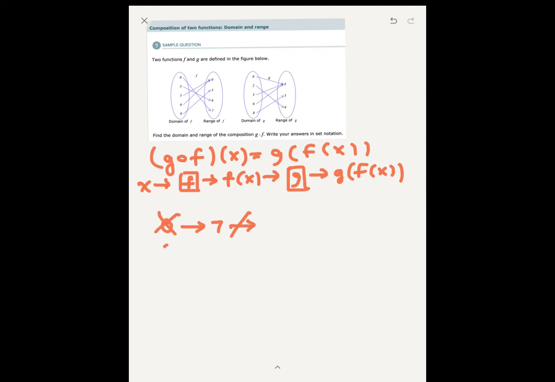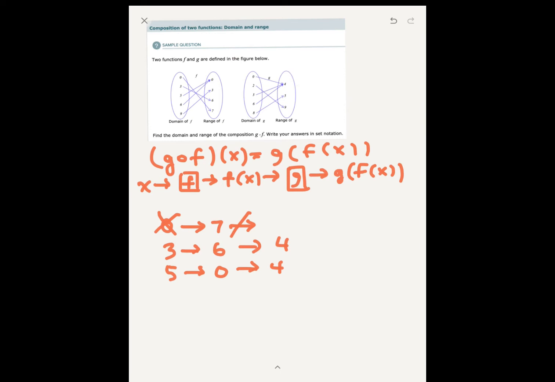So now I am going to try 3. F sends 3 to 6. And now I look for 6 in the domain of g, and I see it here, and I see that g sends 6 to 4. So I'm going to start again with 5. F sends 5 to 0. And 0 gets sent by g to 4.